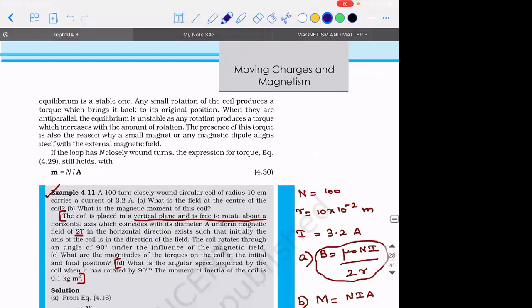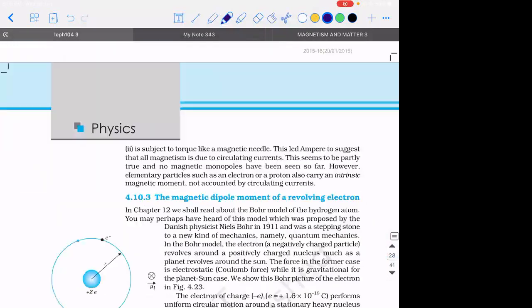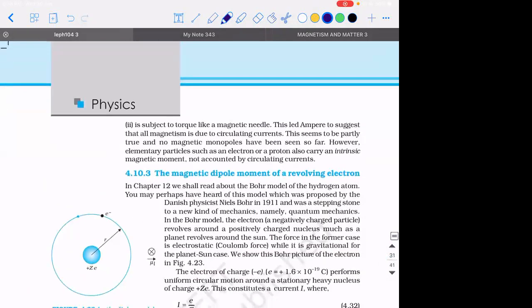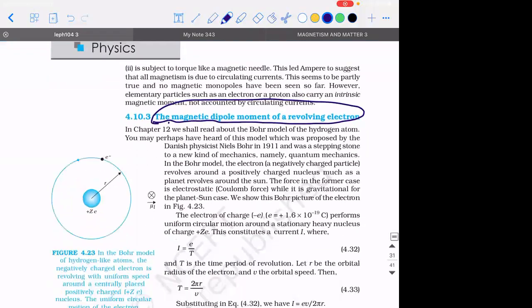I just wanted to show you something. In the fourth chapter, I would have left one concept alone: the magnetic dipole moment of a revolving electron. This is the only concept that I would have left, because this is the building block for the fifth chapter. This is actually a part of the fifth chapter. And let's get started. Let me read out whatever I discussed.